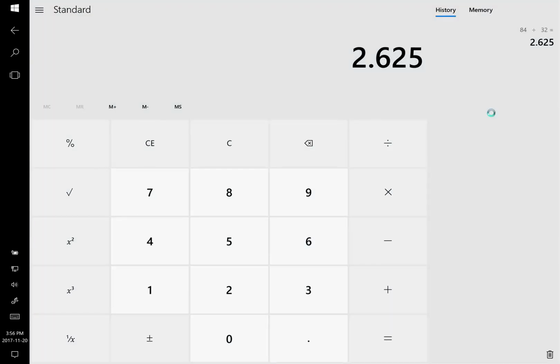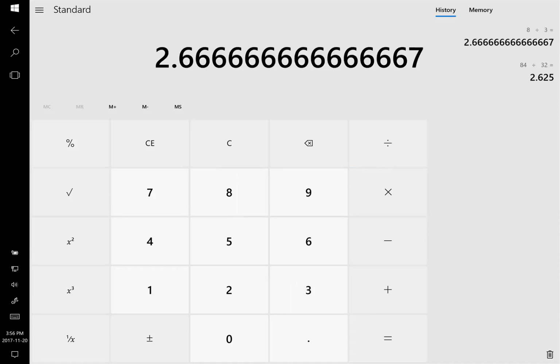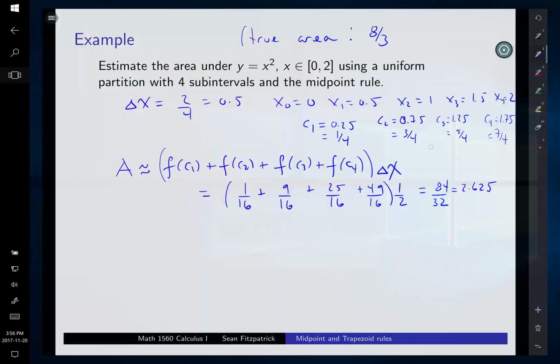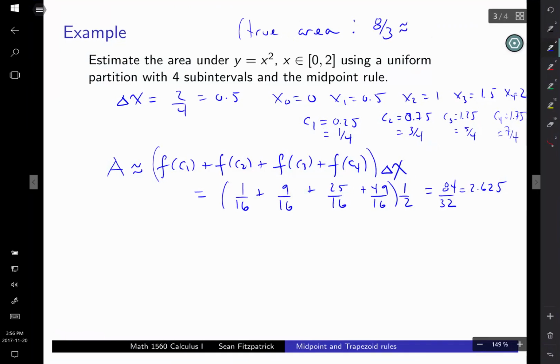So what's the true area? 8 divided by 3, 2 point, well, a whole bunch of 6s. Okay. So to 3 decimal places, 2.667. Alright, so that's not too bad. At least we've got it to 1 decimal place. So, depending on how accurate we want to be, we can live with that.